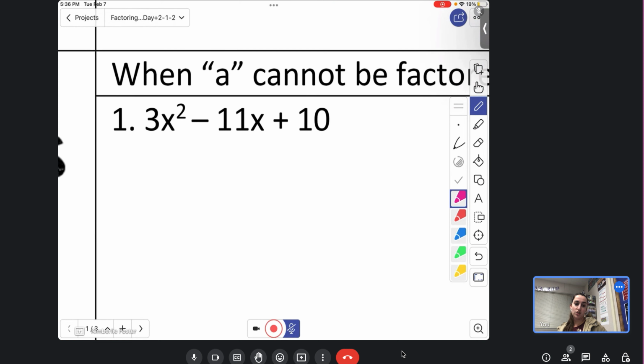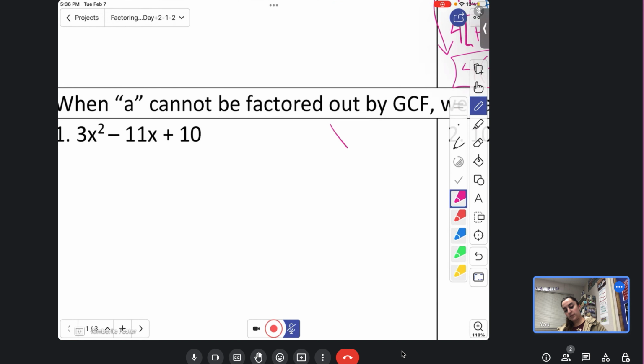So there's no GCF here. So I'm going to go to my x factor. That's kind of big. I'm going to make it a little bit smaller. I notice my A is 3, my B is negative 11, and my C is 10. And we've actually seen these numbers before. 30 on top, 3 times 10, and negative 11 on the bottom.